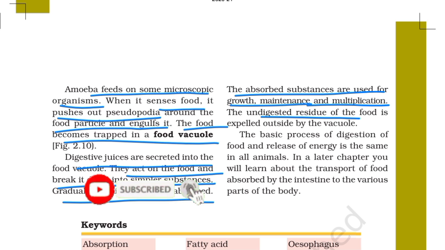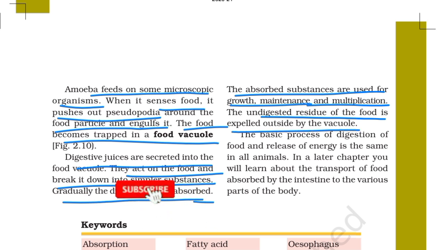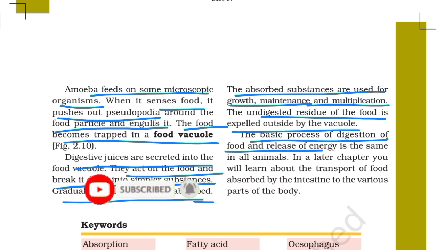The undigested residue means waste particles. The undigested waste particles of the food are expelled outside with the help of the vacuole. The food is trapped with the help of vacuoles inside, and later the expelling also takes place with the help of the vacuoles themselves. After the digestion process is completed, the unwanted waste particles are taken out of the amoeba body with the help of vacuoles. So the basic process of digesting food and releasing energy is the same in all organisms.